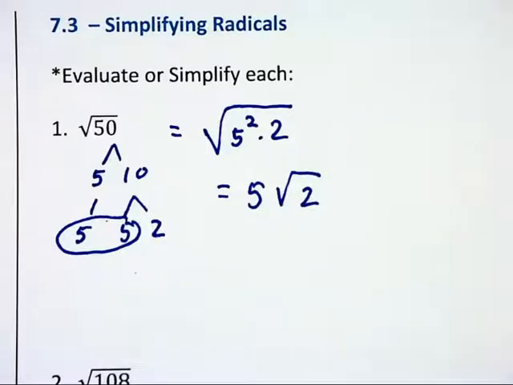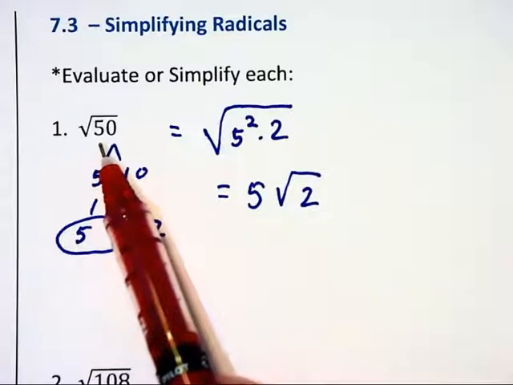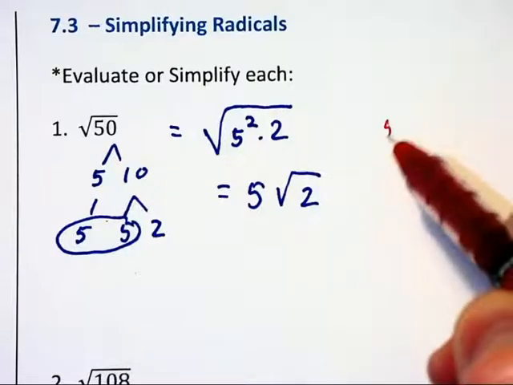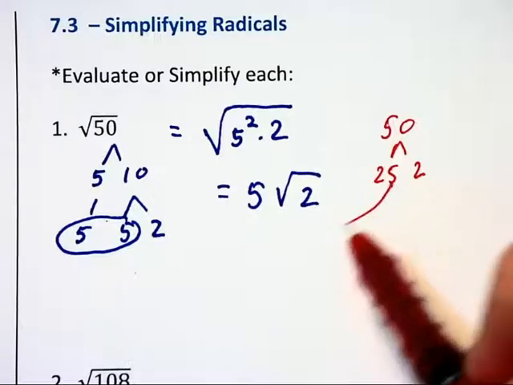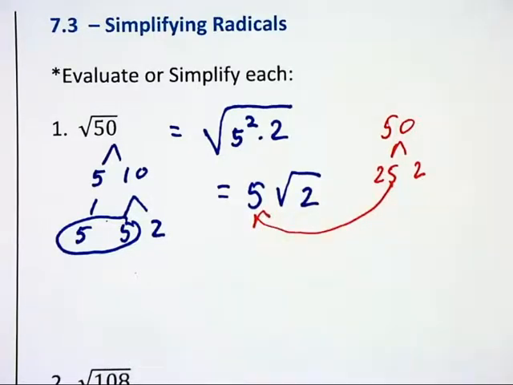Personally, what I'm always looking to do is find squares inside of that 50. I would have taken the 50, broken it down to 25 times 2, and just right there said, there's my 5 with the 2 left over.